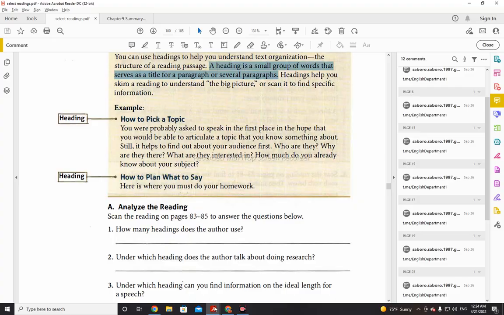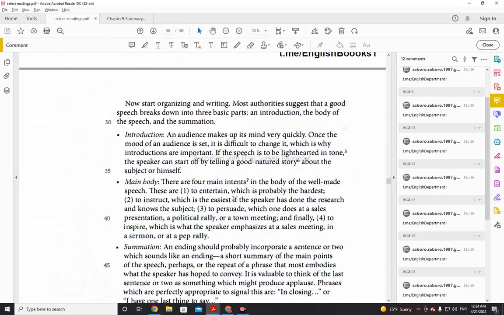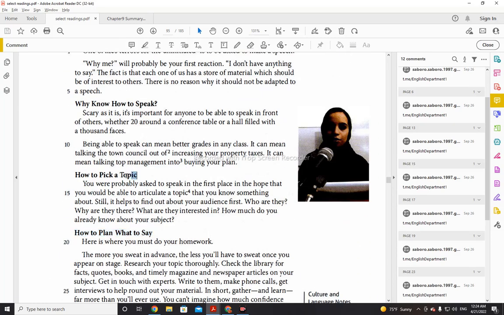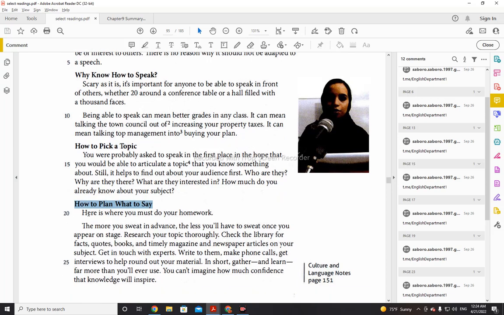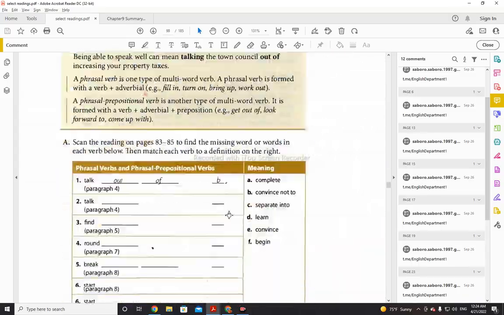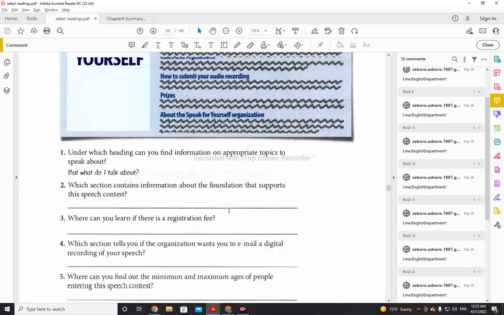If I put on the passage, chapter 9 passage, you're going to see that there are different subheadings. Whichever one you are interested in, for example, how to pick a topic, or how to plan it, how to search for it, you're going to read that paragraph in particular. So these are known as headings or subheadings within a composition or a passage. Excellent. Do we have anything else? I think we're finished with this chapter.